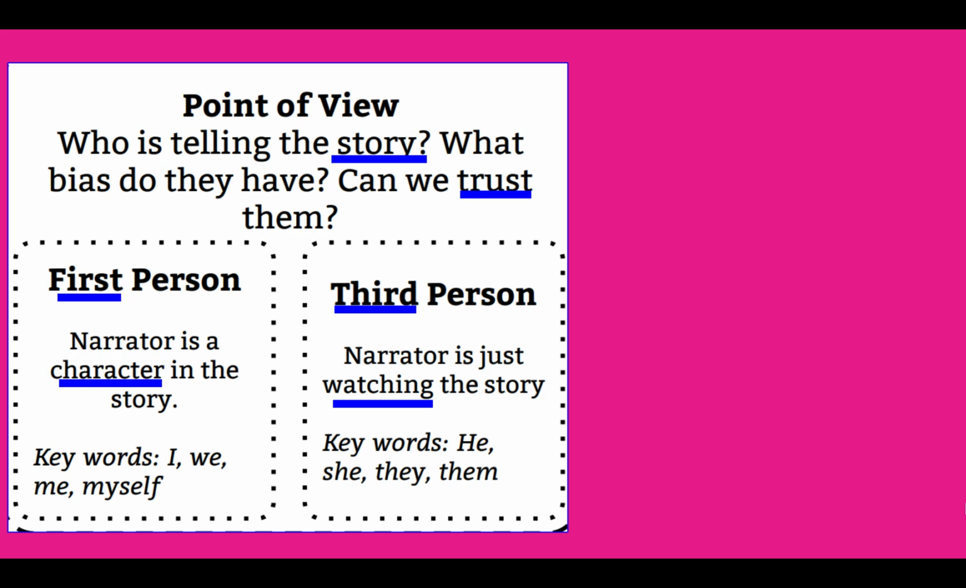If it's in third person, the other point of view, that means the narrator is just watching the story. The way the author wrote that book is that the narrator is just watching the story. The keywords would be the pronouns he, she, they, and them. So if you see the pronouns he, she, they, and them, but as you're reading, you realize that the narrator is just watching the story as an observer, then it's written in third person point of view. So point of view, we have first and third person.